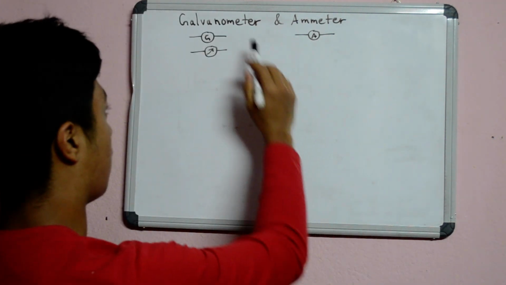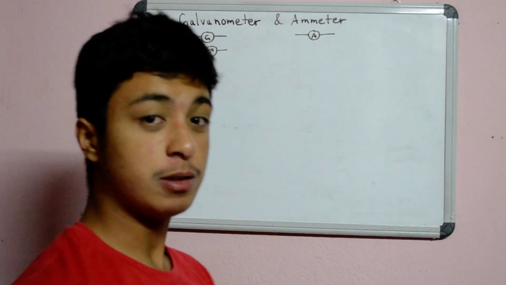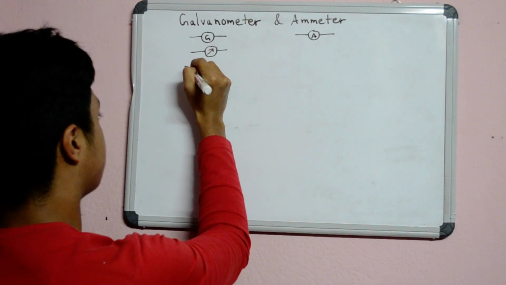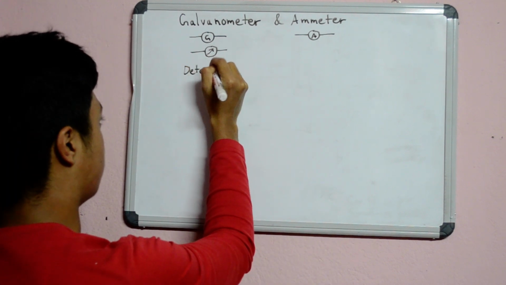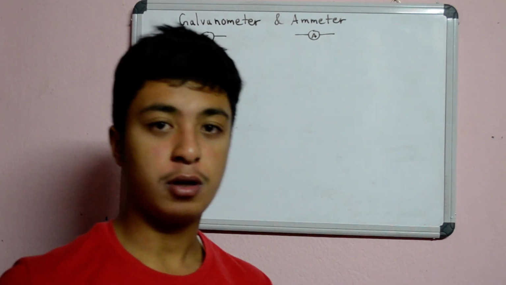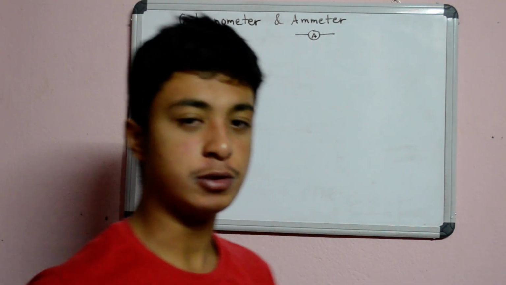Now let's start with galvanometer. Well, it is a device used to detect current. So it just checks if there is the presence of current or not. Now here we have to learn about the principle of galvanometer, which is just a few sentences.